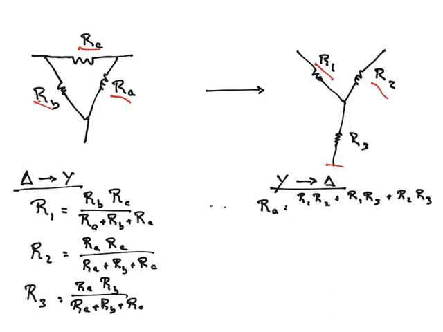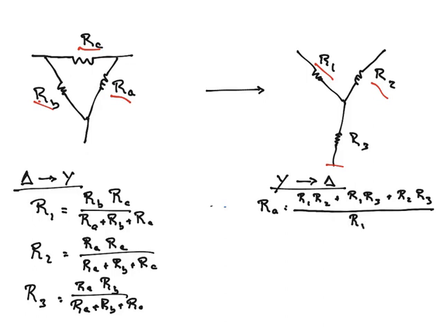So I have three resistors. I'm going to multiply pairs, and I'm going to add all the possible pairs together. So the pairs are 1 and 2, 1 and 3, and 2 and 3. Then I'm going to divide this by something. And similar to the delta to Y thing, remember 1 is associated with A, 2 is associated with B, 3 is associated with C. For the Y to delta, if we want RA, then I divide by the resistor associated with RA. In this case, that's R1.